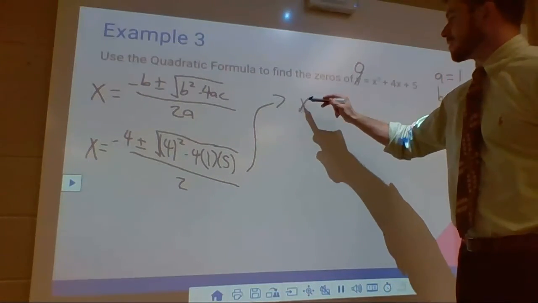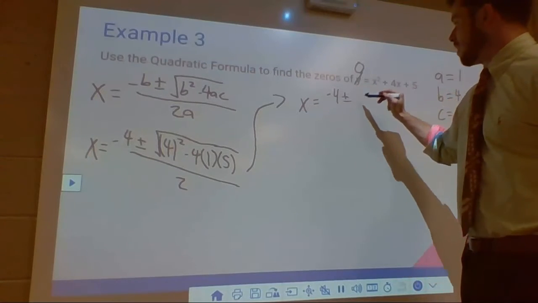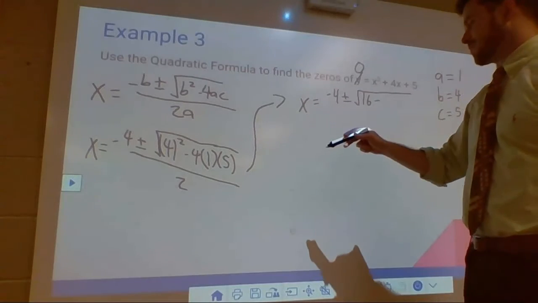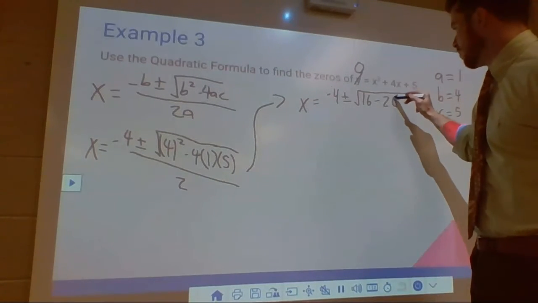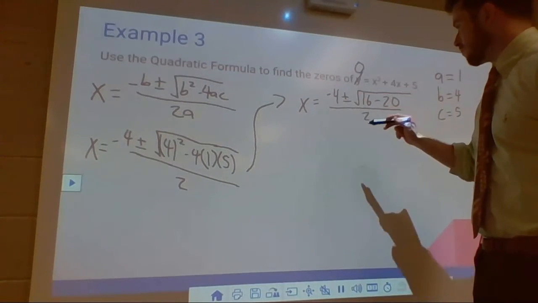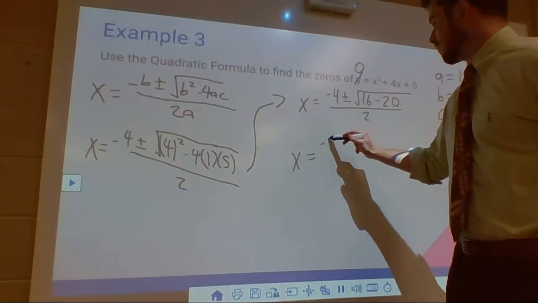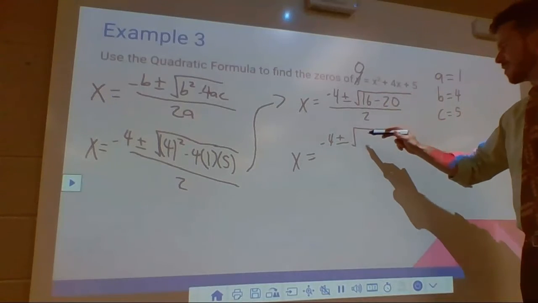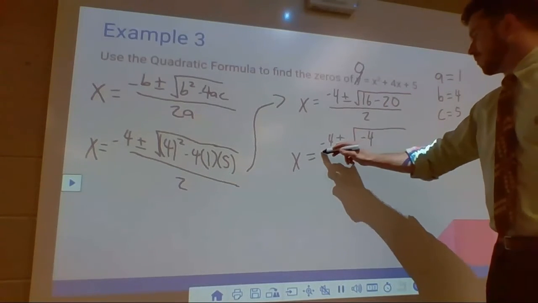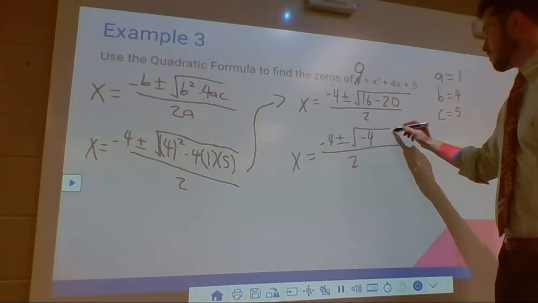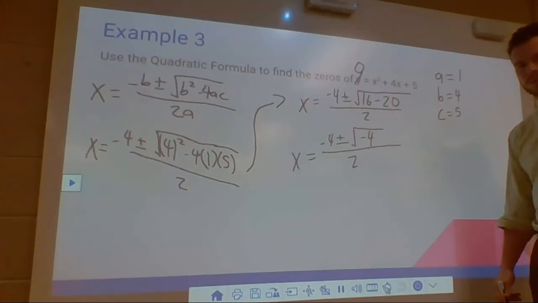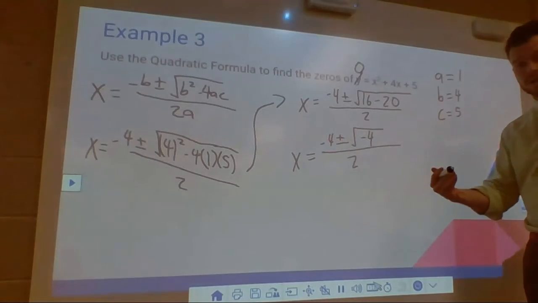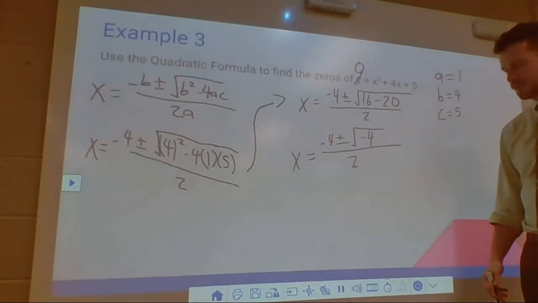Now, so we get x equals negative 4 plus or minus, well, 4 squared is 16. 16 minus 4 times 1 times 5. Well, that's 20. 16 minus 20 over 2. Now, x equals negative 4 plus or minus the square root of, well, 16 minus 20, that's negative 4, all over 2. Now, since we got that negative 4 under the radical, that tells us we're going to have an imaginary answer. We're going to have an imaginary number in our answer.